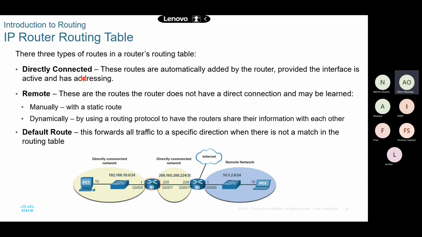So to configure an IP address on a router interface, which I will show you, the IP address is going to be entered or recorded within the routing table as a directly connected network.